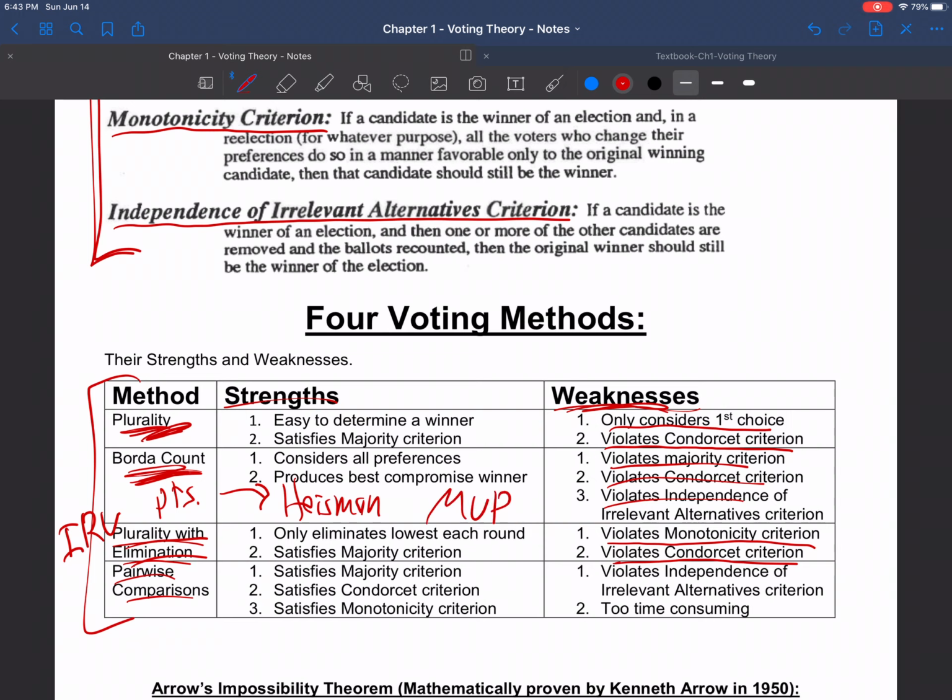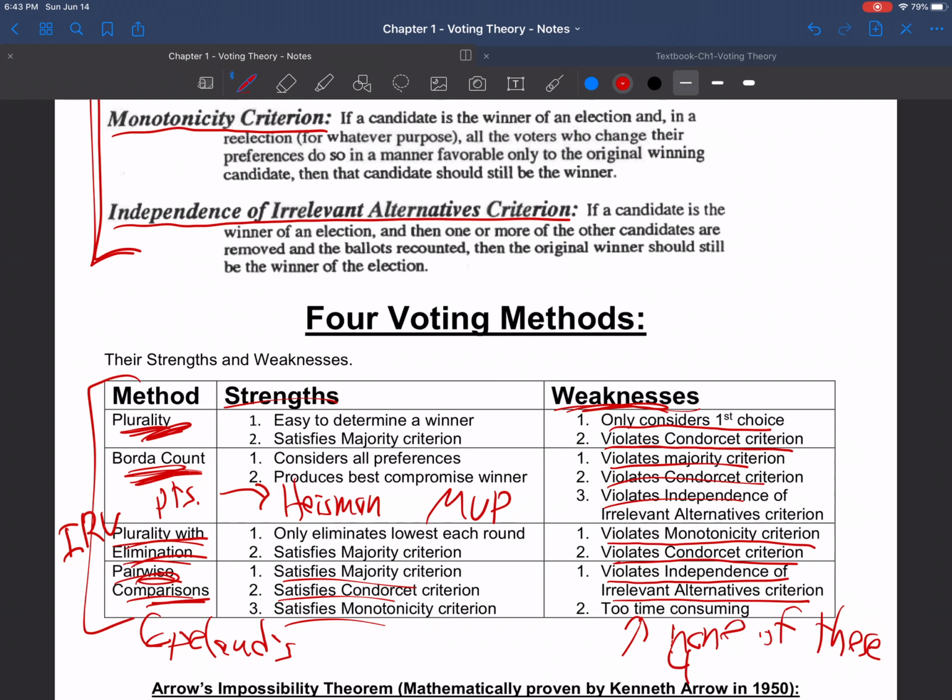But it has problems. And then finally, pairwise comparison, also called Copeland's method. This one also has a problem. Notice it violates the independence of irrelevant alternatives. Although it satisfies 3 of them, it's pretty strong. It only has 1 violation. So notice they all have 1 violation. In other words, none of these 4 are perfect.